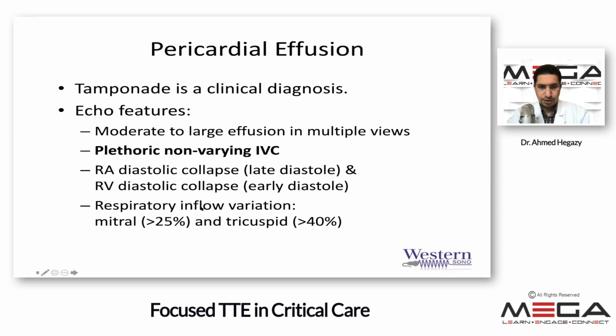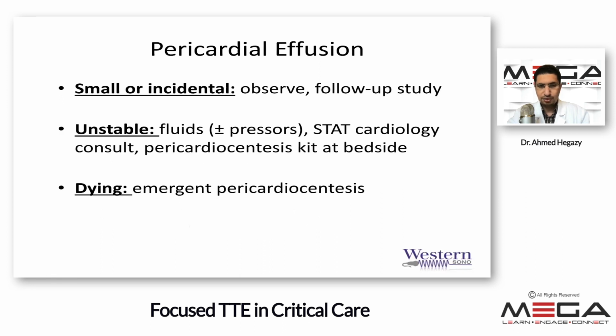Another feature is respiratory inflow variation across the mitral valve of greater than 25% and across the tricuspid valve of greater than 40%. This is more advanced. You would need pulse wave Doppler in order to assess for inflow variation across these valves. But what I want you to remember is that this inflow variation is the echo equivalent of pulsus paradoxus. So that respiratory inflow variation across these two valves is what you would see on echo as an equivalent to pulsus paradoxus.